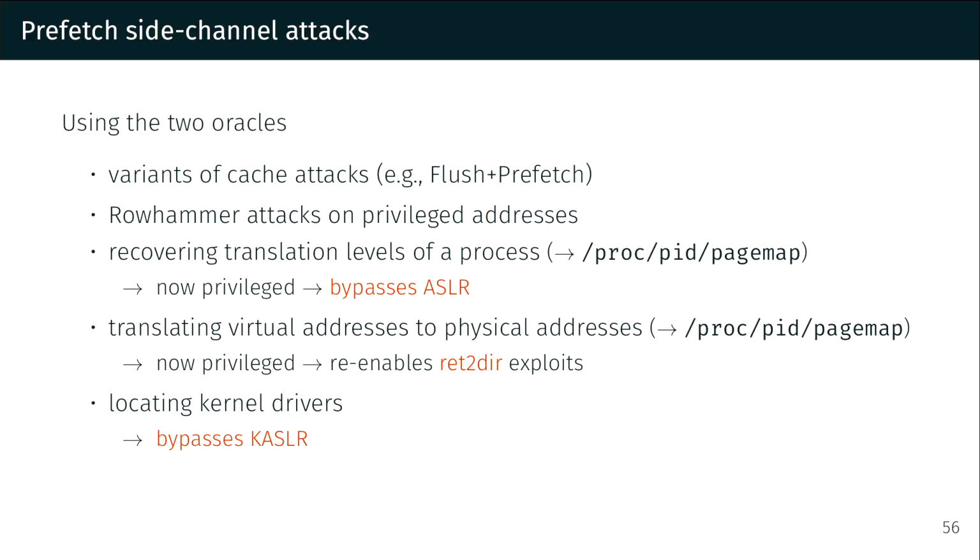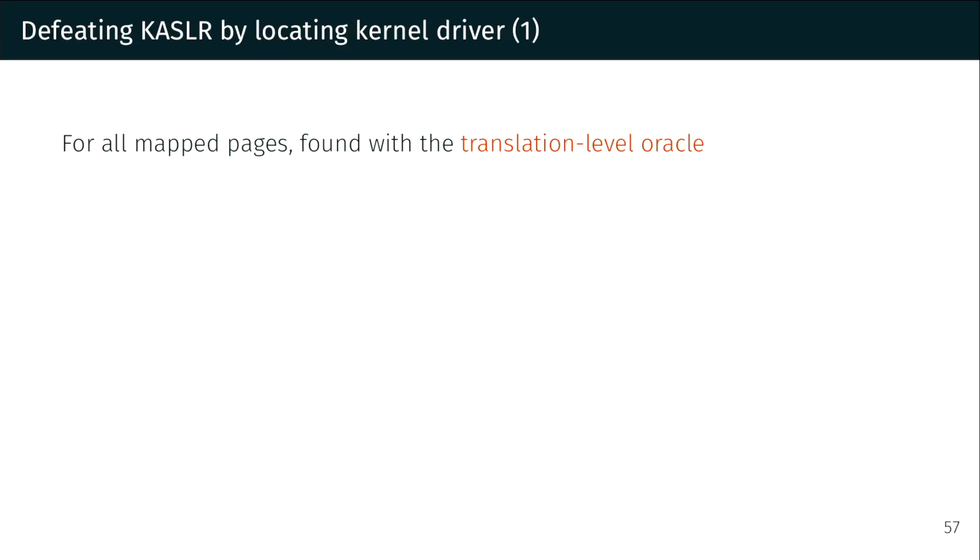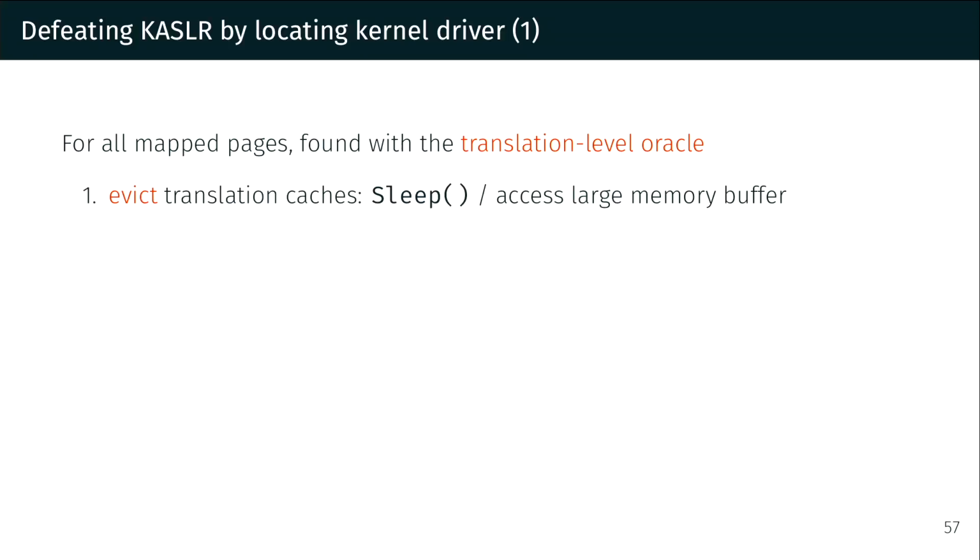And I will show you now how this is possible. So with the first oracle, we find out all the pages that are mapped. And for each of those pages, we evict the translation caches. And we can do that by either calling sleep, which schedules another program, or access just a large memory buffer. Then we perform a syscall to the driver. So there's code of the driver executed and loaded into the cache.